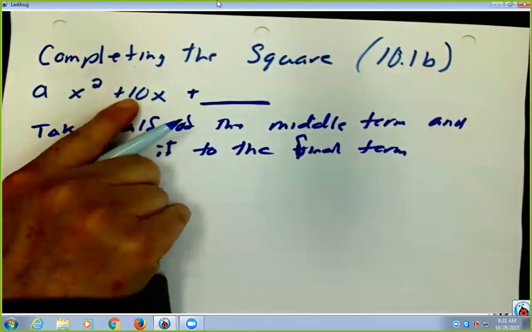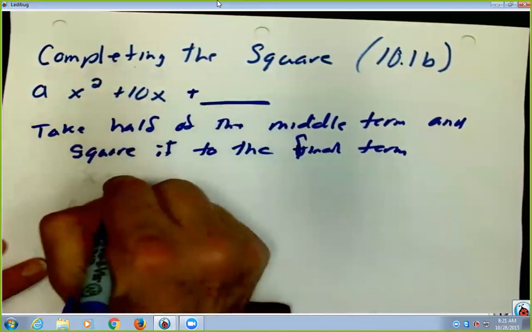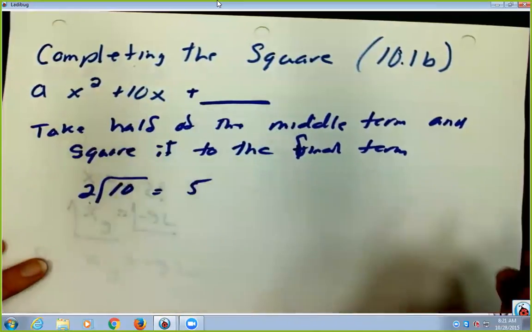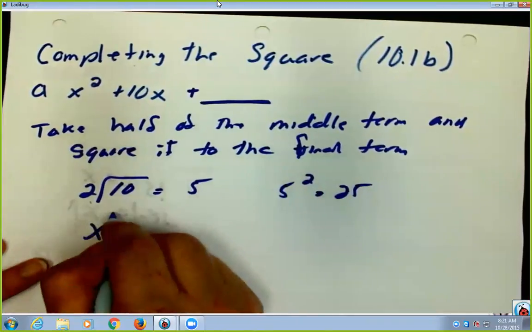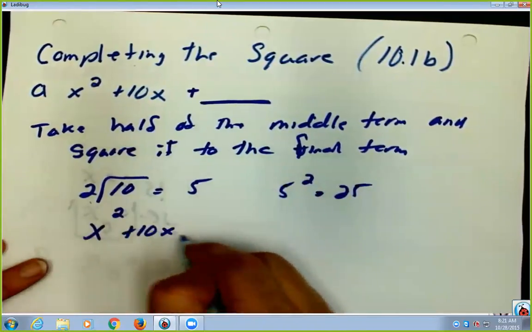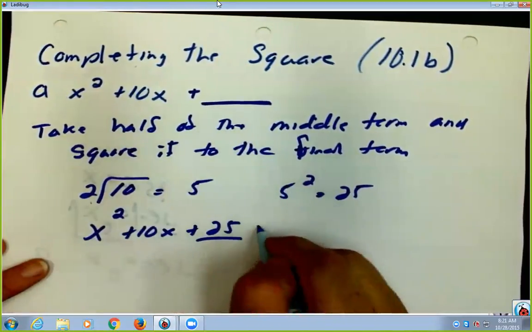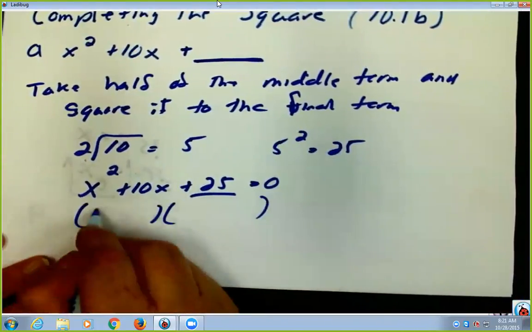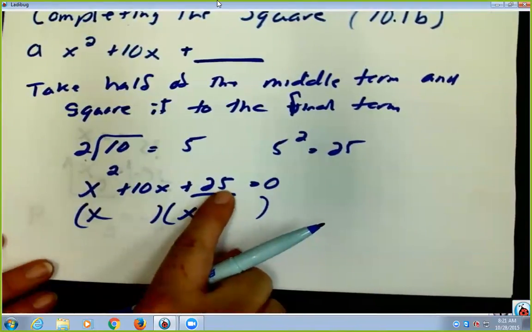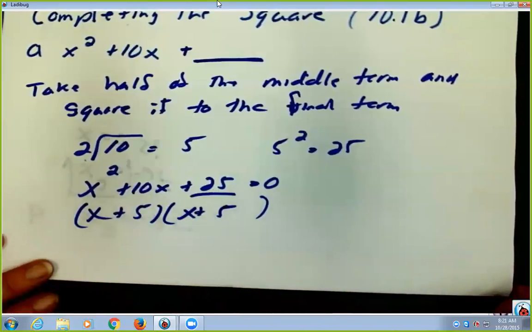So if I take half a 10, what would I place here to make this thing a perfect square? So half a 10 is 5. Take the 5 and square it, and I get 25. So to force this thing to be a perfect square, I would need to fill this hole in with a 25. If I set it equal to 0 and you factor this, what would it factor to? Well, it factored to x and x. 25 is a perfect square of 5 and 5. Since it's a plus 10, they're both pluses. Okay? So that's what it would force it to be.